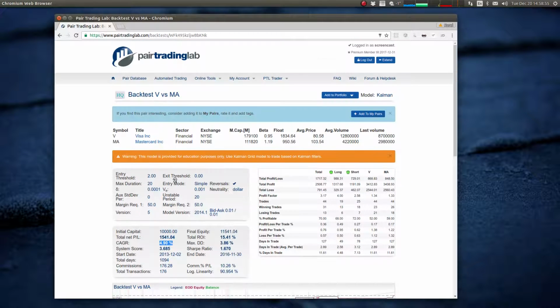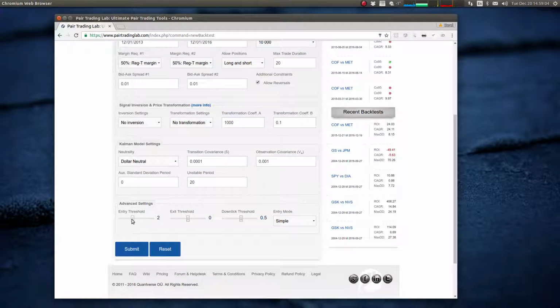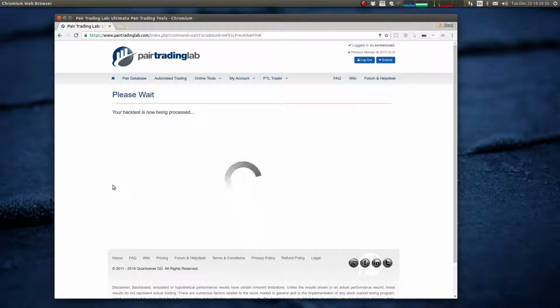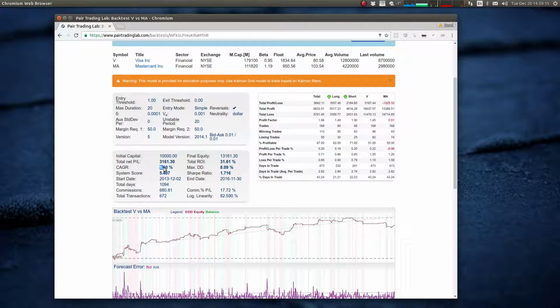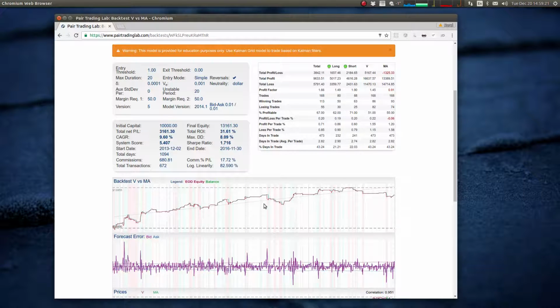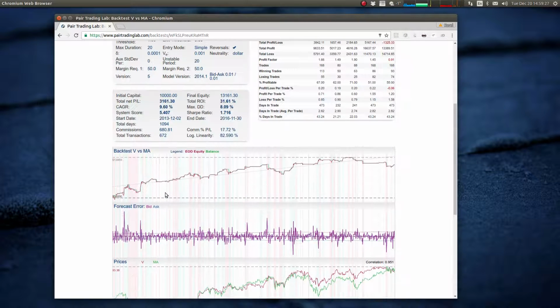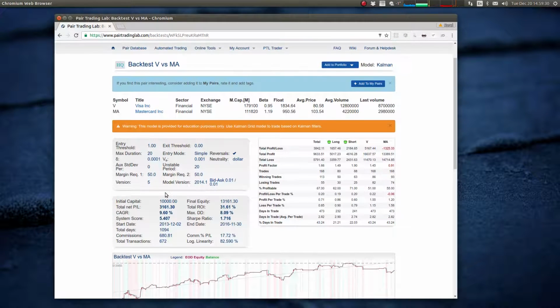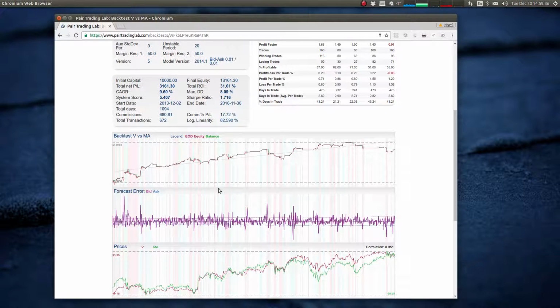So we can just attempt to decrease the entry threshold, for instance, to 1. Now we are going somewhere. Yeah, we got 9% of CAGR and quite a lot of trades. So making use of the Kalman filter for this particular pair actually makes sense.